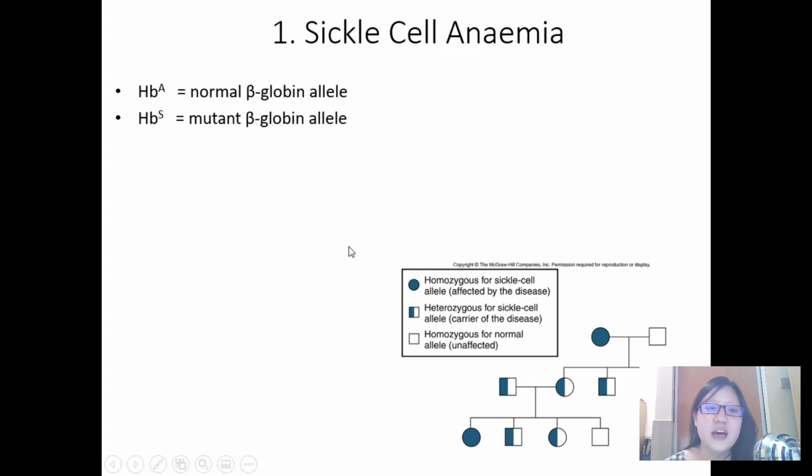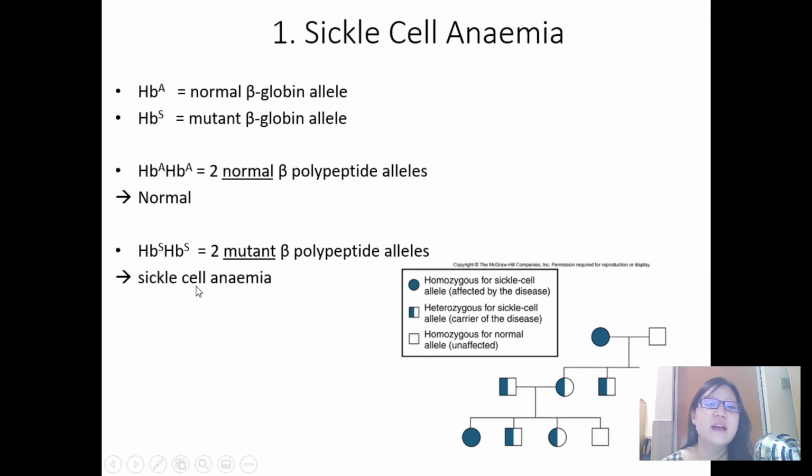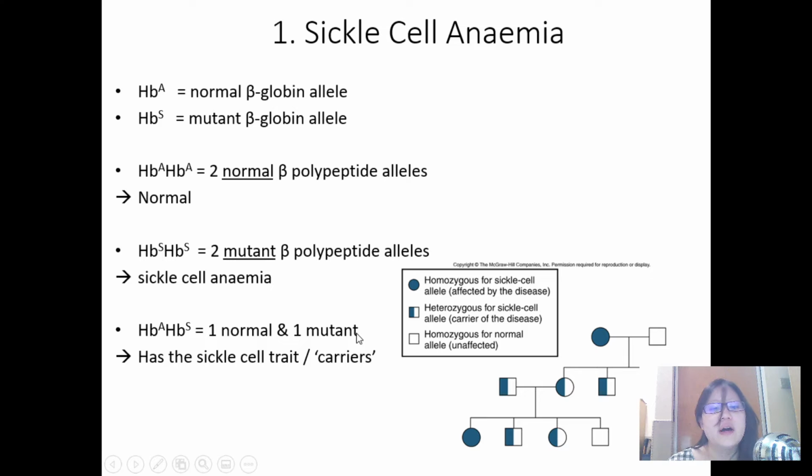So HbA is how we represent the normal beta globin allele. HbS is how we represent the mutant beta globin allele. And obviously, if they are homozygous for the normal one, they are normal. If they're homozygous for the sickle cell allele, then obviously the person has sickle cell anemia. But what if the person has one normal allele and one mutant allele? Well, the person becomes a carrier, but the person also has a sickle cell trait.